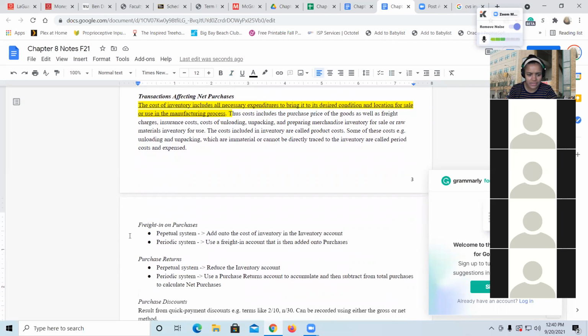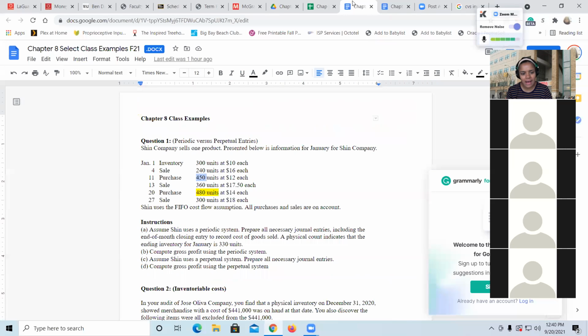And here's some examples of how we would record, in a journal entry, which we're not required to do here at the moment, but how you would record the freight in. In perpetual, you put it in the inventory account. In periodic, there's a freight in account.